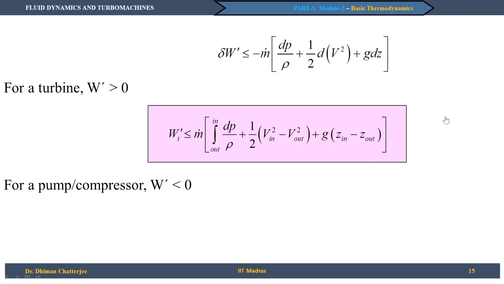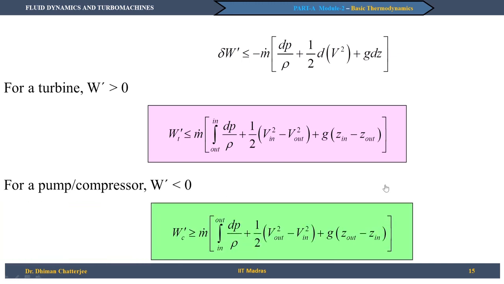For a compressor, however, W prime is less than 0. So, if we swap the direction of this inequality, bring it to the other side and rewrite it, then we can say that Wc prime, because I have now expressed the power in the positive way, is m dot times the integral from in to out of dp by rho plus half v out square minus v in square plus g times z out minus z in.